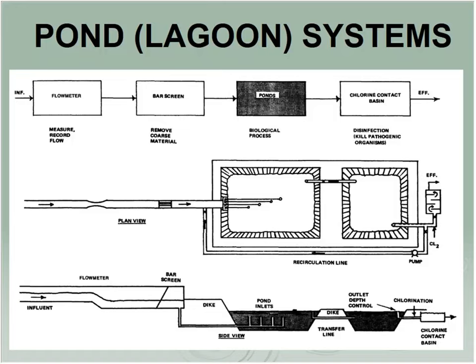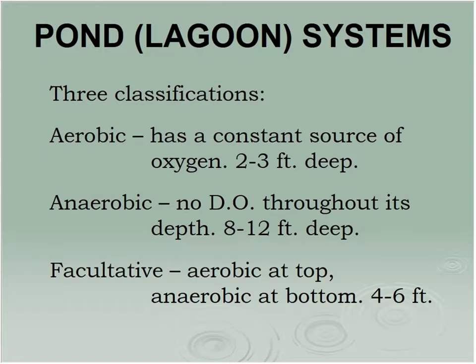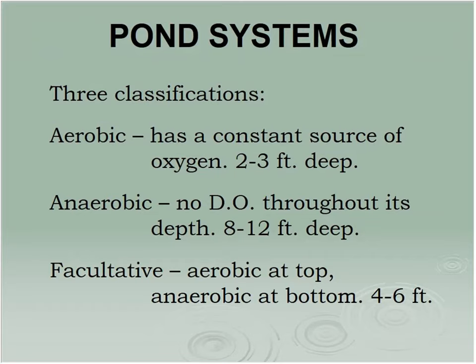And disinfect and boom, away it goes. Probably have an operator overseeing four plants in any given area. We could have an aerobic pond. It's only 2 to 3 feet deep. You don't need any aeration because at that depth, sunlight penetrates all the way to the bottom. Grow algae. Algae suck up CO2 and give off oxygen. Bacteria suck up oxygen, give off CO2. It's a wonderful relationship. Anaerobic ponds are deep.